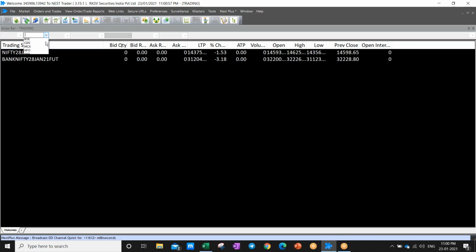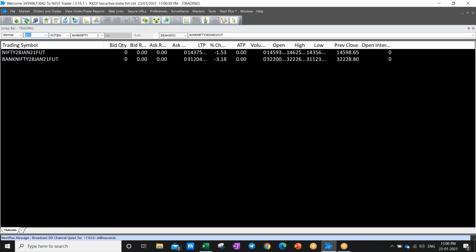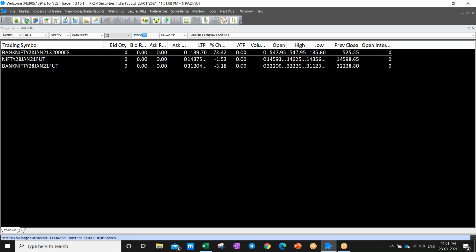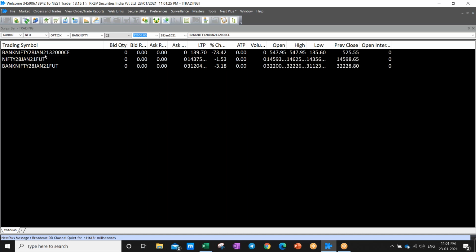For example, let me take one option here, the Bank Nifty call option, 28 January, 32,000. If I see here, after Bank Nifty you can see 28 Jan 21, and before this 32,000 C. So this is what you have to see. Sometimes they keep changing the format, maybe because of SEBI regulation or NSE guidelines. So as of now, this is the format: 28 Jan 21.